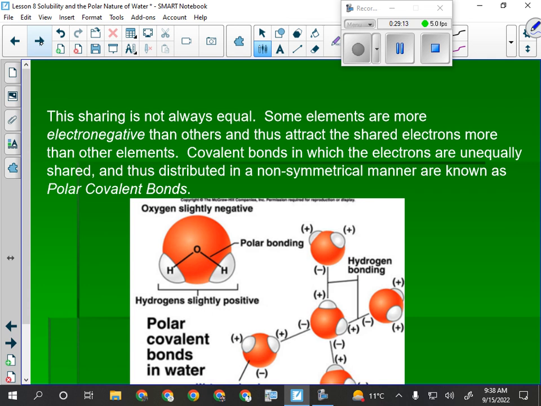So what we need to know about hydrogen bonds is this. The sharing of electrons is not equal. Because the sharing's not equal, ends of the molecule can become positively charged and negatively charged. That's the nature of a polar molecule.